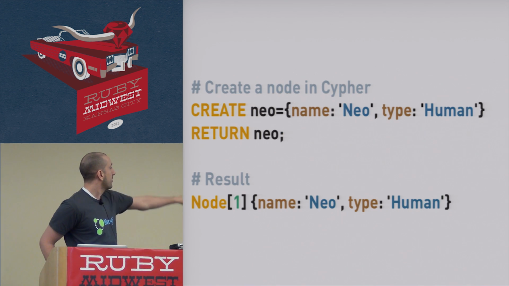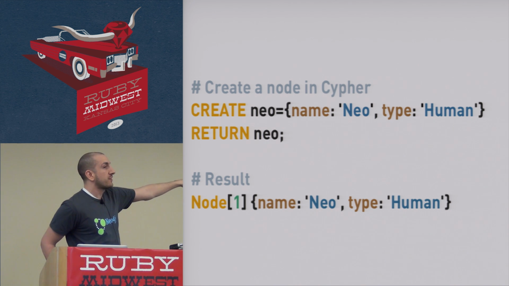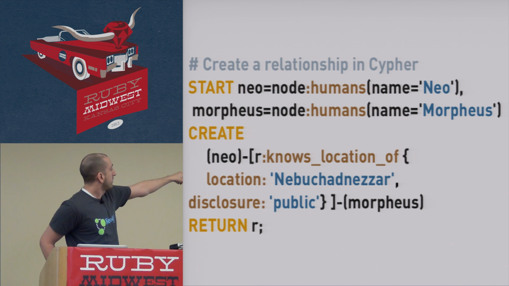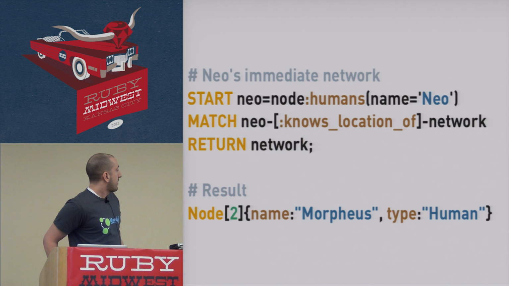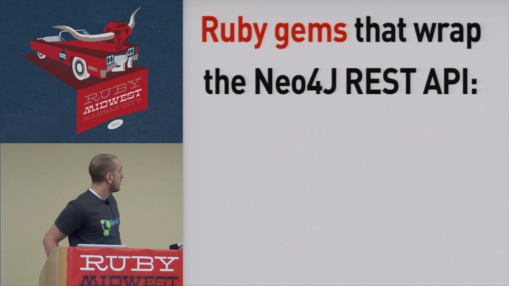All right, so here we go. This is how you create something. This is Cypher. It's like a SQL-like language. We can talk about that later, but you create it this way. It returns that. This is how you create a relationship. Neo knows the relationship, knows the location of that, and you pass in the key value stored. That's the list that comes back.